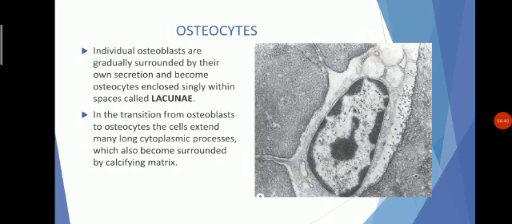This is called lacunae. In the transition from osteoblasts to osteocytes, the cell extends many long cytoplasmic processes which also become surrounded by calcifying material. These are the cytoplasmic processes which extended and they are literally calcified. So this is the lacunae, and this is the cell which lies in this lacunae.